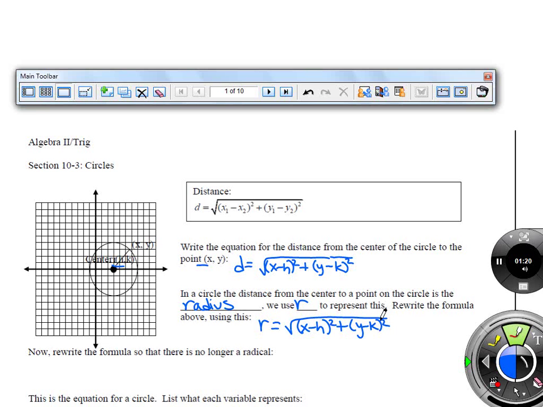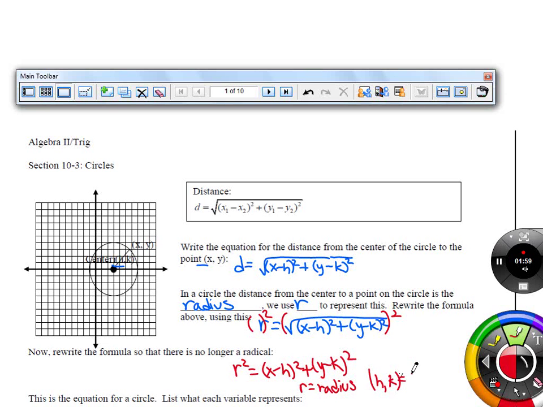And then when we use the circle equation, generally there aren't any radicals. So in order to rewrite this equation without any radicals, we would go ahead and square both sides of the equation. When we do that, we get this equation that r squared is equal to x minus h squared plus y minus k squared. That is the circle equation. Okay? And then go ahead and make a note of what each thing represents. In other words, r was the radius for us, and h comma k was the center.